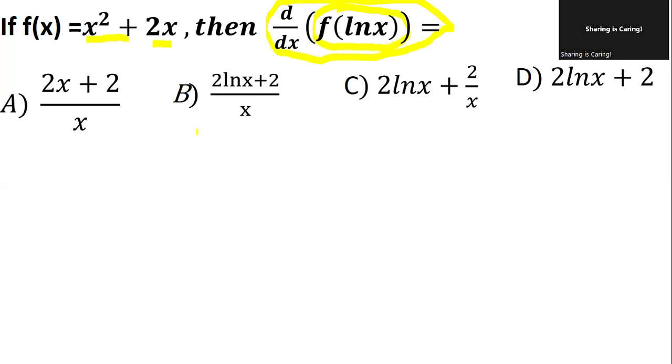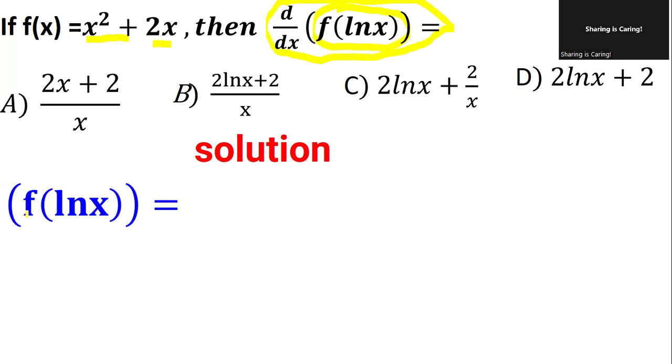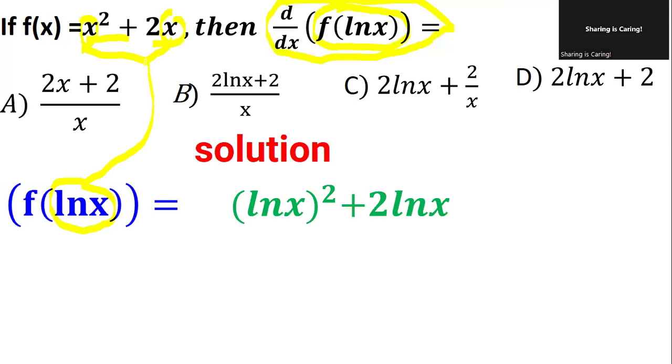It means we need to express the given function f of x in terms of ln of x. What does that mean? Express all the x's in the function f by ln of x. Therefore, here x squared will be replaced by ln of x squared, and this 2x will be replaced by 2 ln of x. So if you do so, then we'll get ln of x the whole squared plus 2 ln of x.